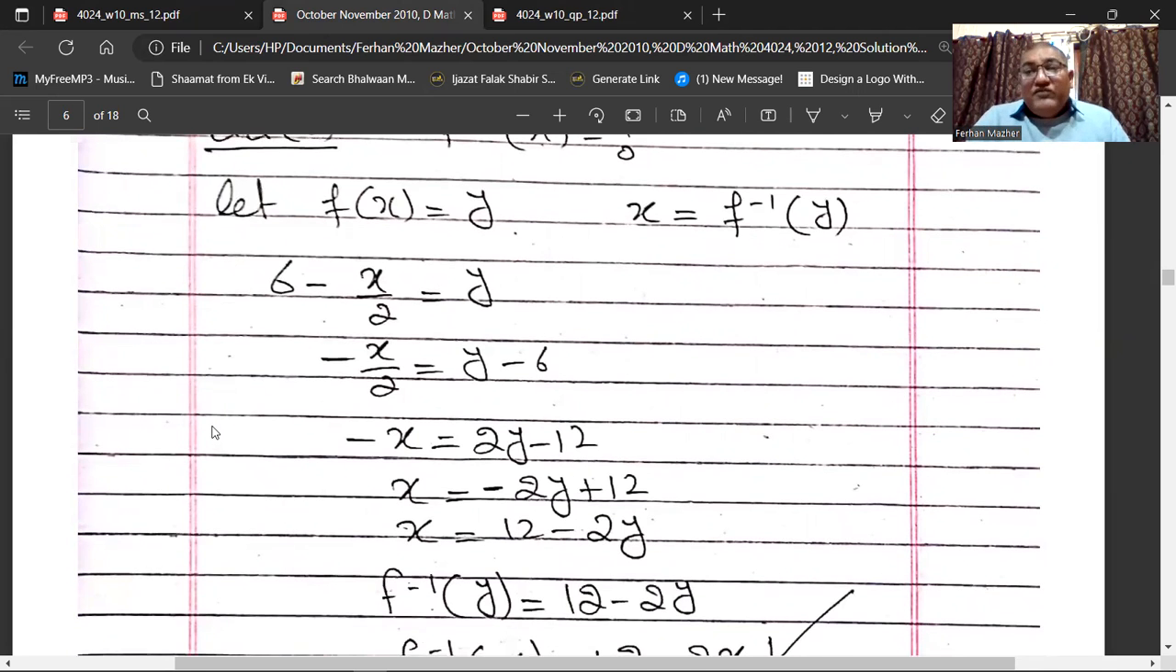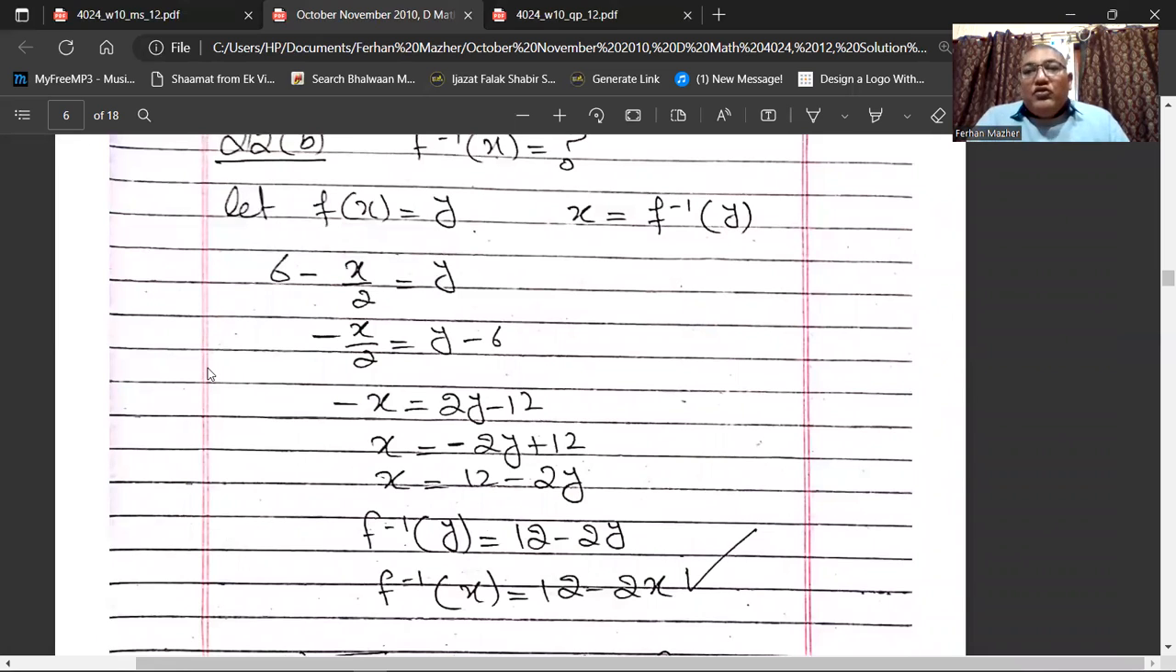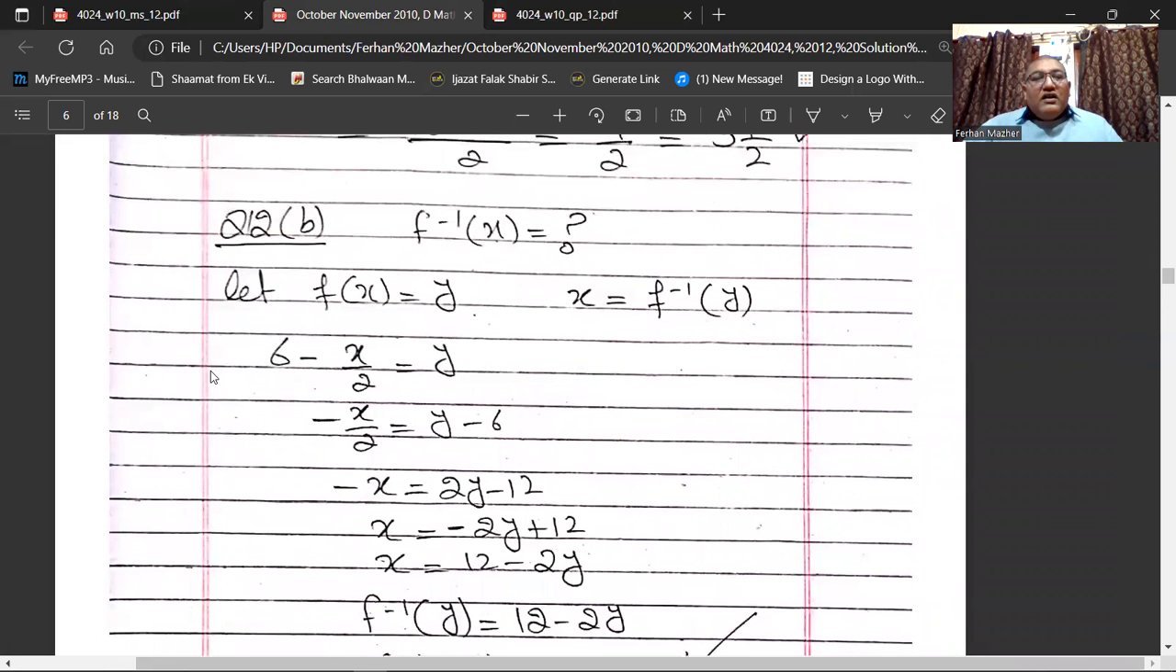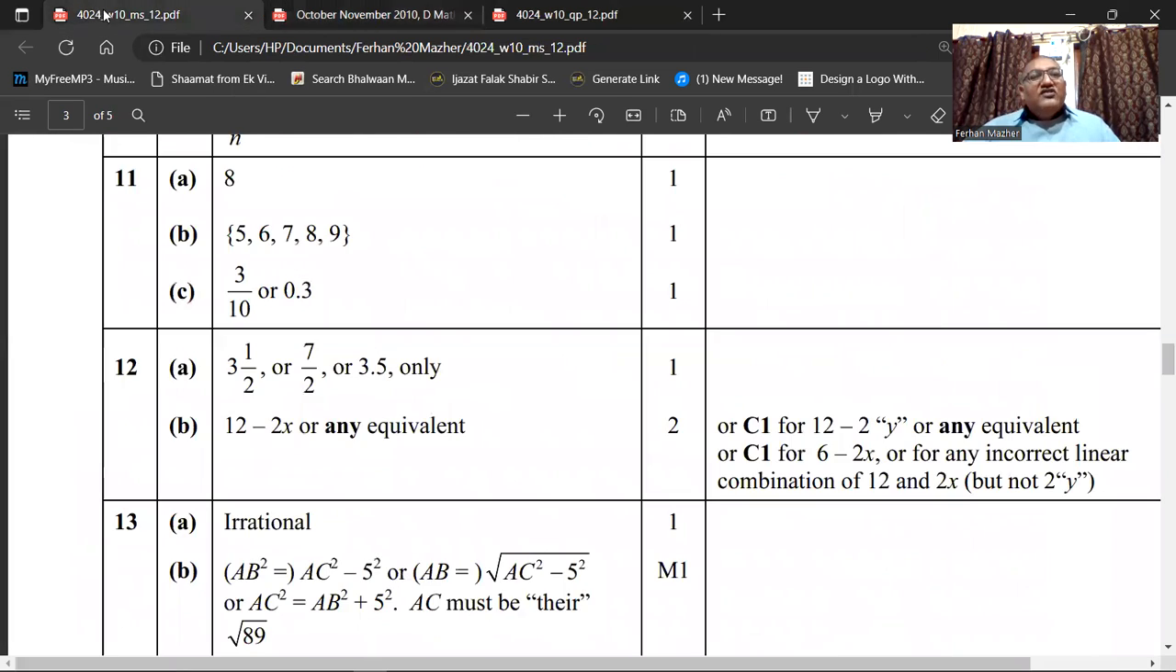Once you have made x the subject of the formula, then in the place of x, I can write f inverse of y. In the place of x, I will write f inverse of y, and that will be equal to 12 minus 2y. Now I will change the variable. So in the place of y, I will put x on both sides. So f inverse of x will be equal to 12 minus 2x. So this is how you will find the inverse of this function. So let's check 12 minus 2x. 12 minus 2x is the right answer, sir.